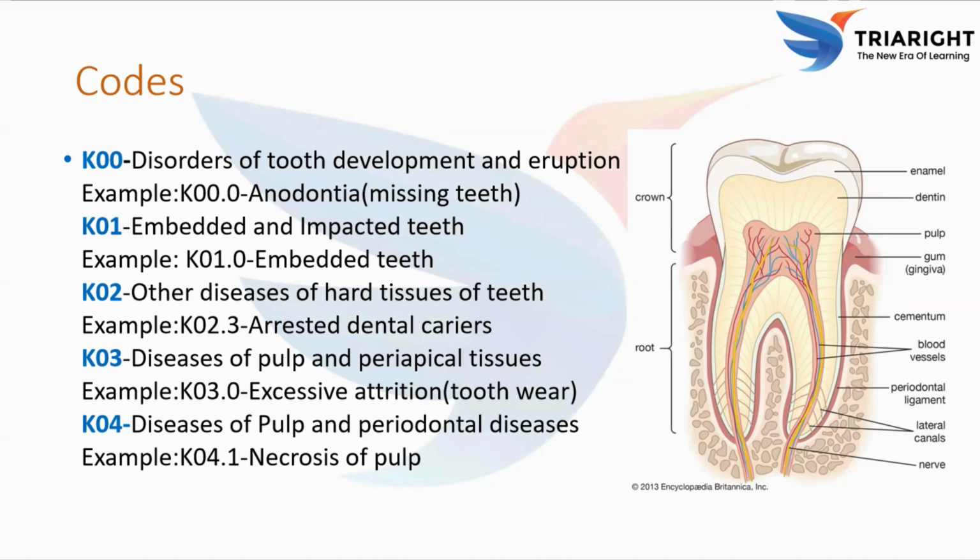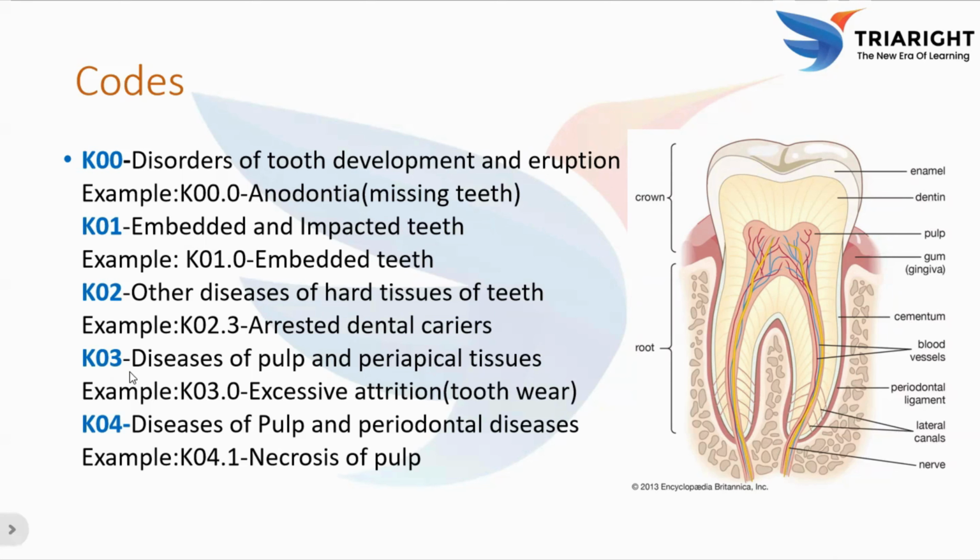So if a patient is assigned with arrested dental caries, the ICD-10-CM code is K02.3. The meaning is these are responsible from grinding, aging, or acid damage rather than the bacterial infection.